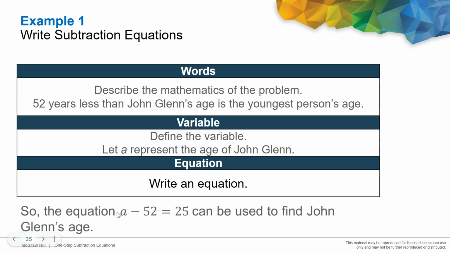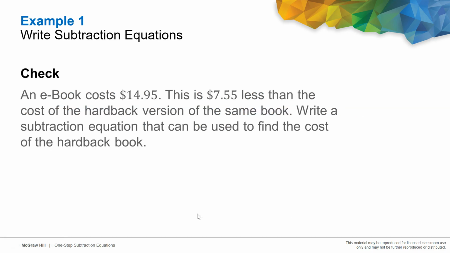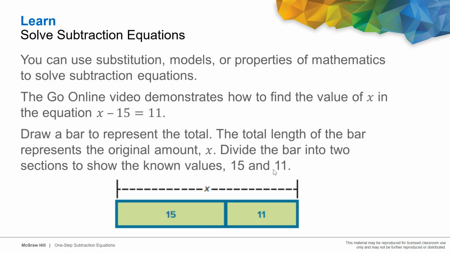And so what is John Glenn's age? That would be A. Try this out. This is not solving yet, by the way. This is just writing the equation. So try your check. And then here's how you solve them.